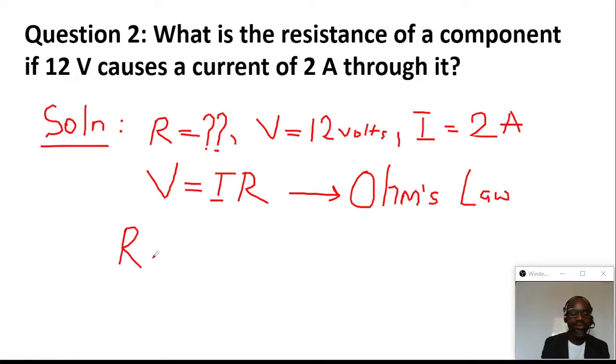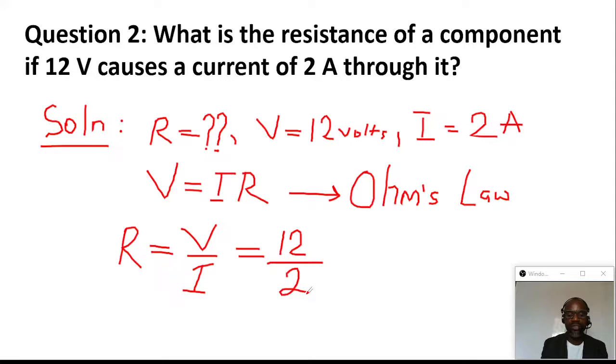Very nice. So if that happens, it means that R is now the ratio of V to I, that is current. Good. So what do we do? We substitute. We have V, the potential difference, which is 12 volts. We write 12 for now, over I, which is 2 amps. We just write 2 for now, after which we put the units.